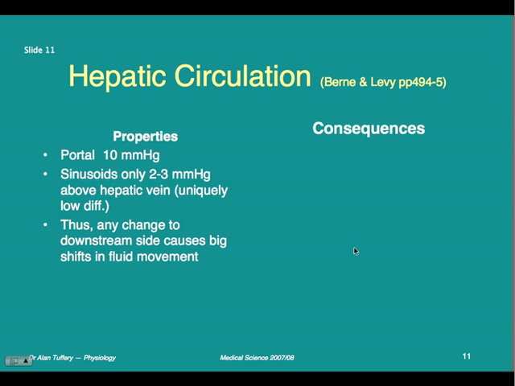Now that's the reference, by the way, to the other text, Byrne and Levy's text. They're all called Principles of Physiology, so the title's of no use. And that's the reference. It's only a couple of pages, so if you do want to go into this, you have it.